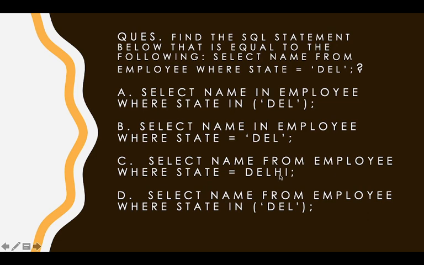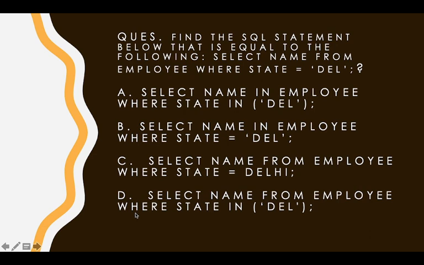Now we have the next two options, C and D. If you see, select name from employee, that is correct. Select name from employee, that is correct. Now it says where state is equal to Delhi, right? And then we have where state in Delhi. So obviously that would be incorrect. We don't have Delhi as an option. It is DEL, right? So again we'll reject this, and we are left with our last option, which says select name from employee where state in DEL. I think this looks absolutely perfect.